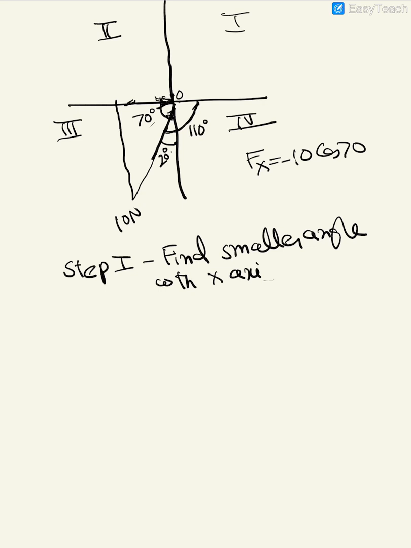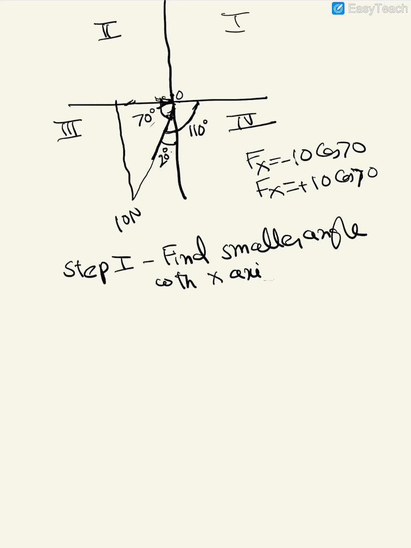So obviously Fx now will remain 10 cos 70 first, right? 10 into cos of the smaller angle with x-axis. Then you consider the sign, which will be towards right, so it is plus. Now as far as the resolution along y-axis is concerned, you will always take it as sine of the smaller angle. That means the smaller angle again is with x-axis.